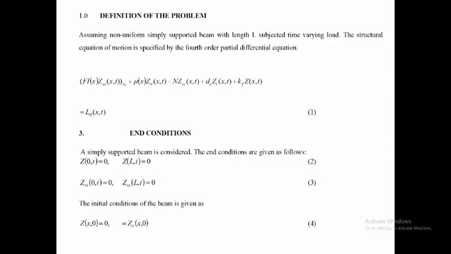For the problem, we are assuming a non-uniform simply supported beam with length L subjected to a time varying load. The structural equation of motion is specified by the fourth order partial differential equation given in equation 1. Then the end condition, we are considering a simply supported beam here. The end conditions are given as in equations 2 and 3, while the initial condition of the beam is given in equation 4.